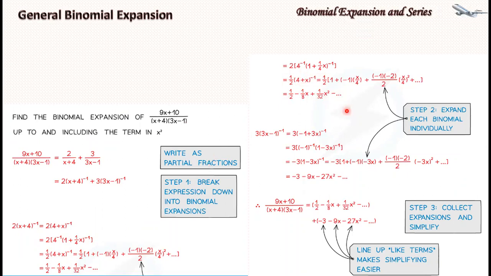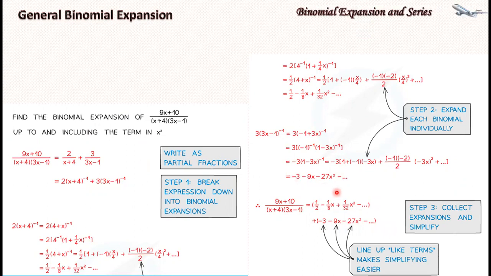And you take note that for the second one, equally 3 into 3x minus 1 raised to the power minus 1. When we expand this, what we are going to have. So at the end now, we have to add these two, because they need only the terms up to x squared. So I'm going to add these terms with x squared. And adding all of this is going to give us minus 3 minus 9x minus 27x squared.